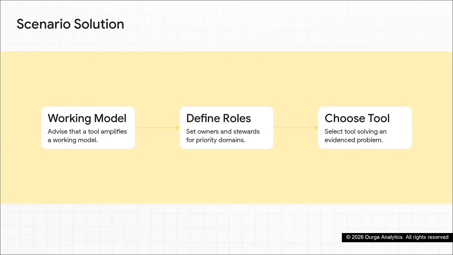Step 1. You confidently advise them that a catalog only amplifies a working operating model. Without stewards to curate it, it's just going to become classic empty shelfware. Step 2. You establish that you absolutely must define roles and processes first, meaning identifying owners and stewards for the priority domains. And step 3. Only then do you choose a catalog that fits the stack, sequenced specifically to solve a named evidence discovery problem. It is never bought in hope.